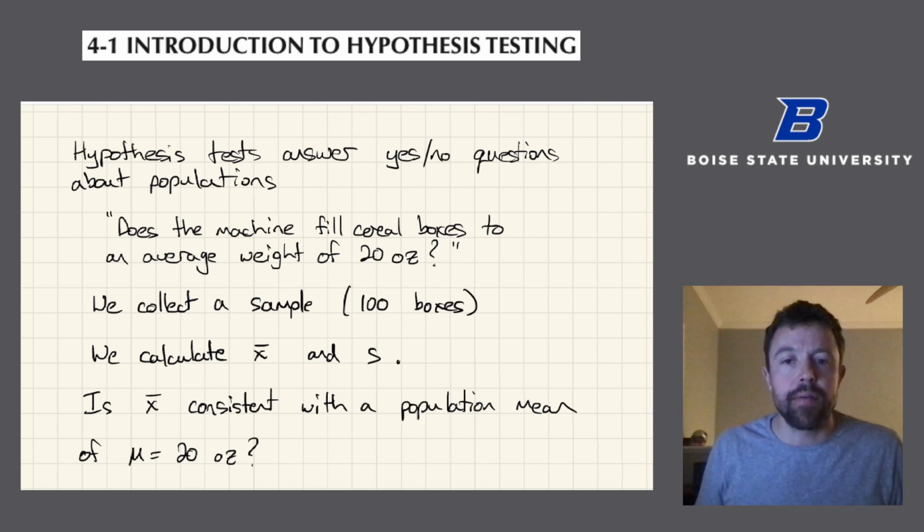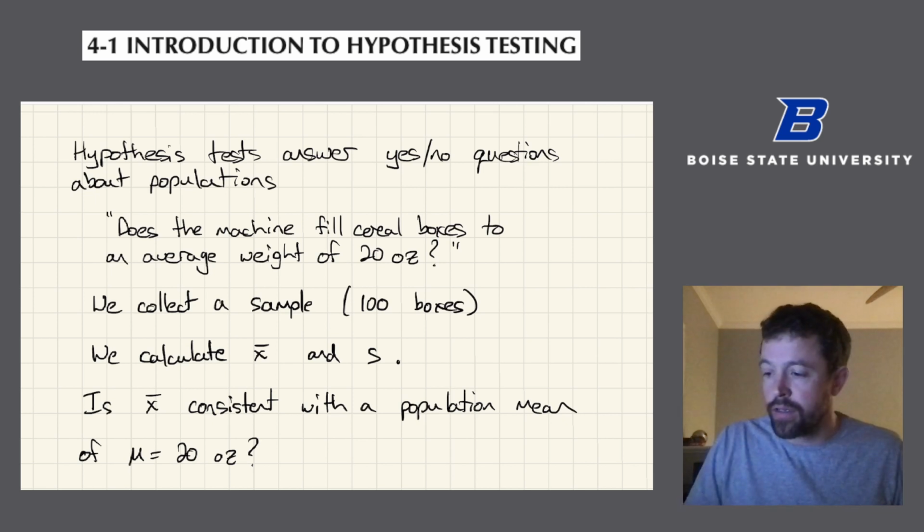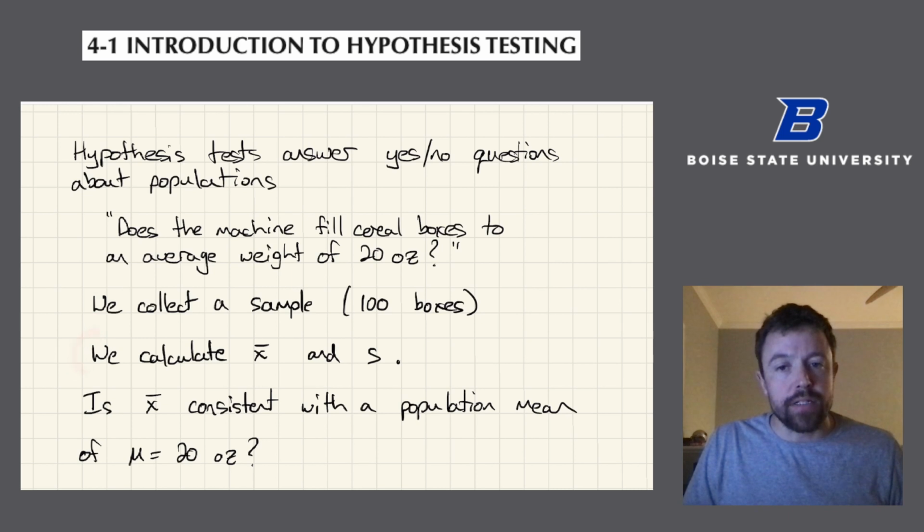So this is the idea of hypothesis testing. We want to answer a yes/no question about a population, like this. We collect a sample, and based on what we got from the sample, we ask ourselves, is what we saw consistent with what we are hoping is going on, or with what we're hoping to show isn't going on? Or is it not at all consistent with that?